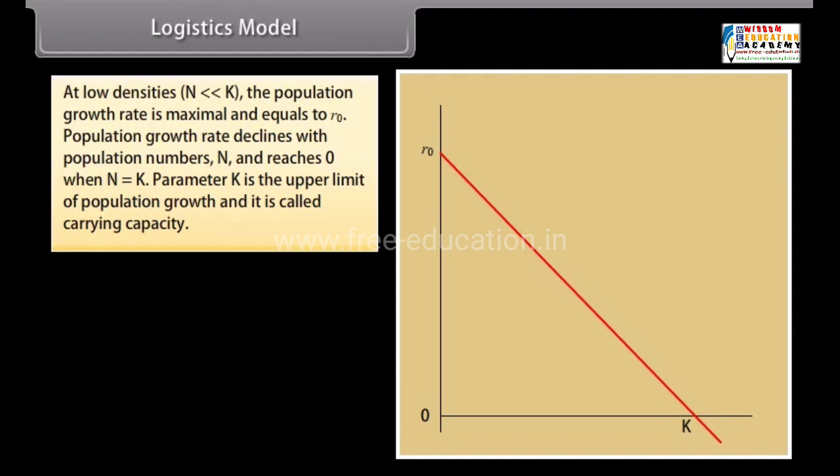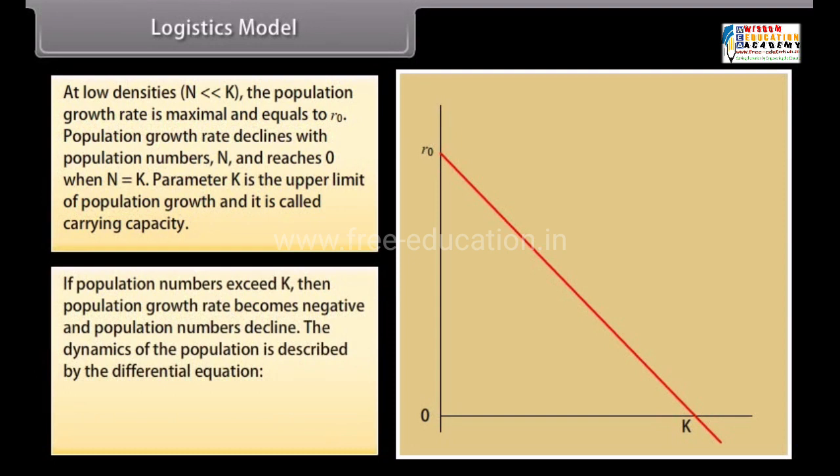Parameter K is the upper limit of population growth and it is called carrying capacity. If population numbers exceed K, then the population growth rate becomes negative and population numbers decline. The dynamics of the population is described by the differential equation dn by dt equals rn equals r0 n into 1 minus n by K.